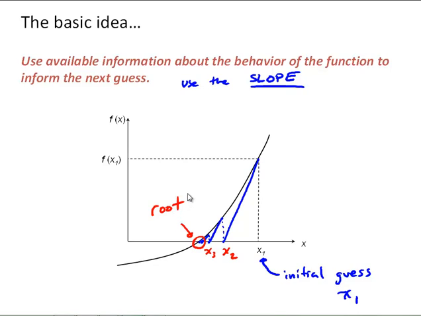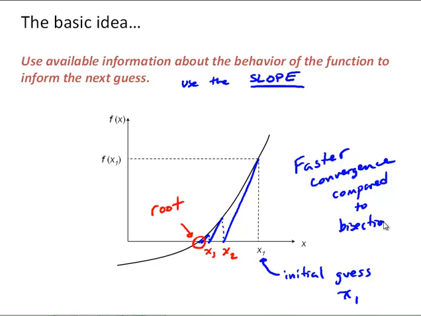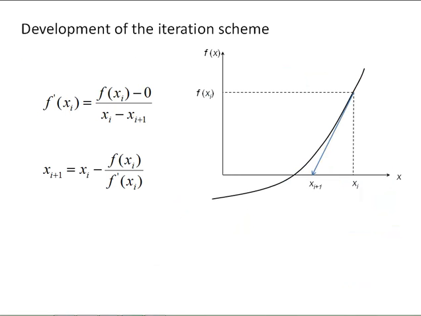By using some information about the behavior of the function, we're able to get closer to the root faster. And that's one of the main motivations of the Newton-Raphson iteration: we will generally get faster convergence on the root compared to bisection. So let's look at how we can develop this algorithm.